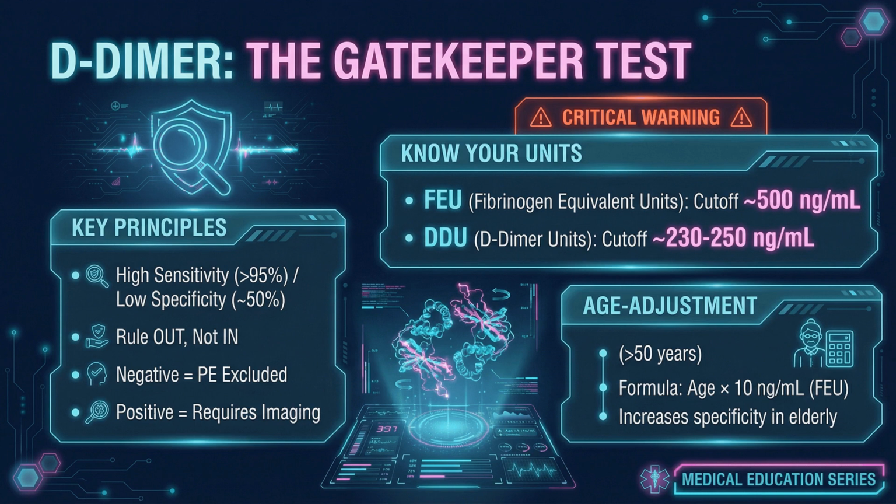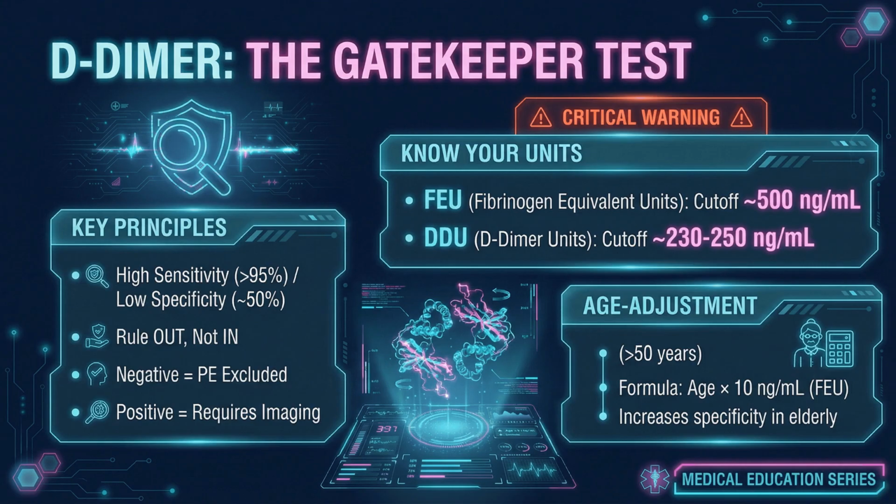One important nuance is age adjustment. For patients over 50 years old, the traditional cutoff can yield many false positives. To improve specificity without losing sensitivity, we multiply the patient's age by 10 nanograms per milliliter when using FEU units. For example, a 70-year-old would have a cutoff of 700 nanograms per milliliter. This adjustment helps reduce unnecessary imaging in the elderly population.